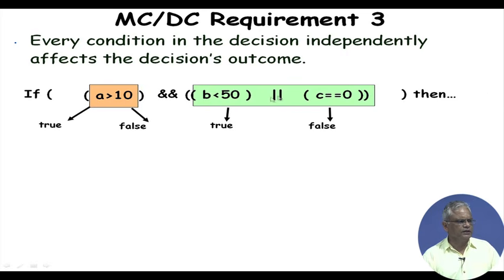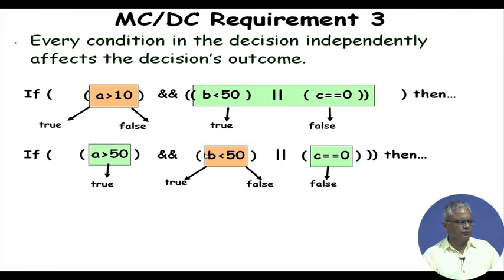Now, keeping these two the same, true and false, we will set a greater than 10 to false, and therefore this will become true and this is false. So, false and true will be false. So, the outcome will become false. So, as this basic condition takes true and false values, so does the branch outcome, keeping the other basic conditions at some constant truth value.